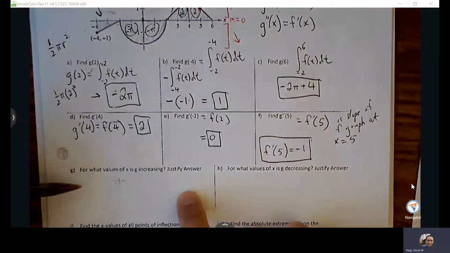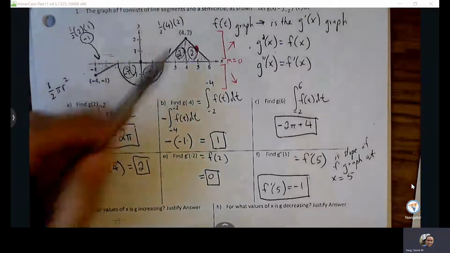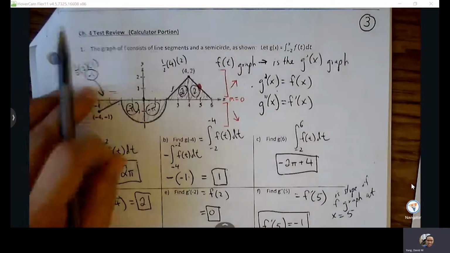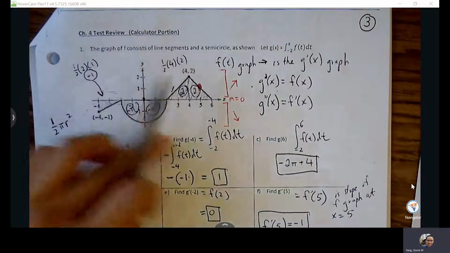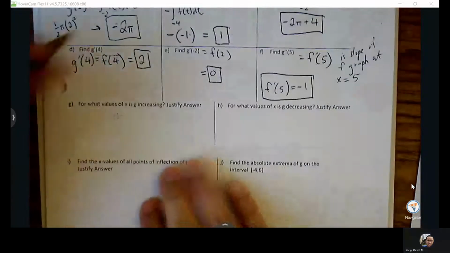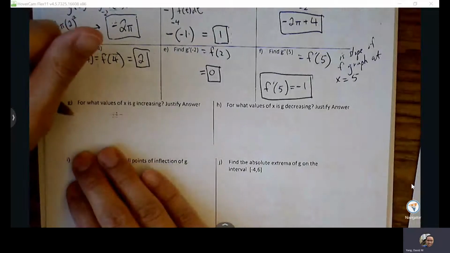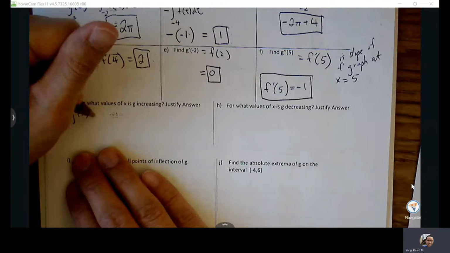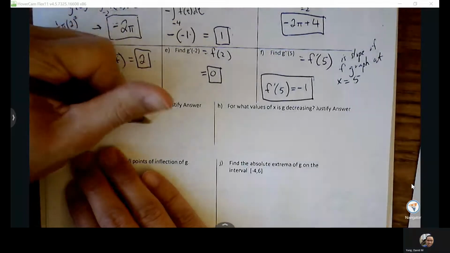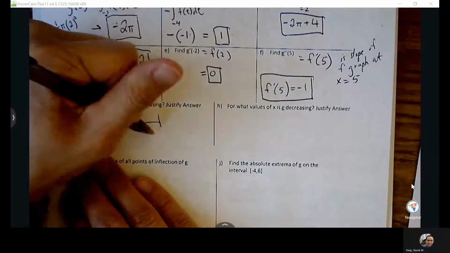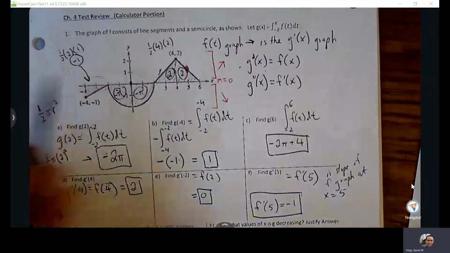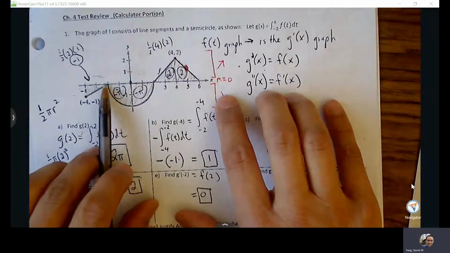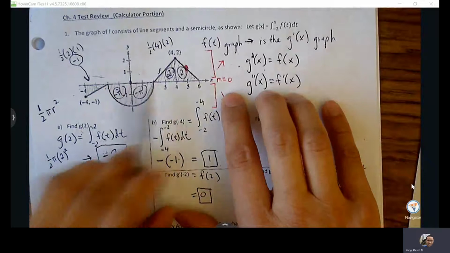So I like to create my sign line so I can have a picture, because this is not the picture of the G graph, right? This is the G prime graph. So here's my G graph sign line here. I'm going to go from -4 to 6. Critical points where slope is 0. So I'll pull this -2 and 2.